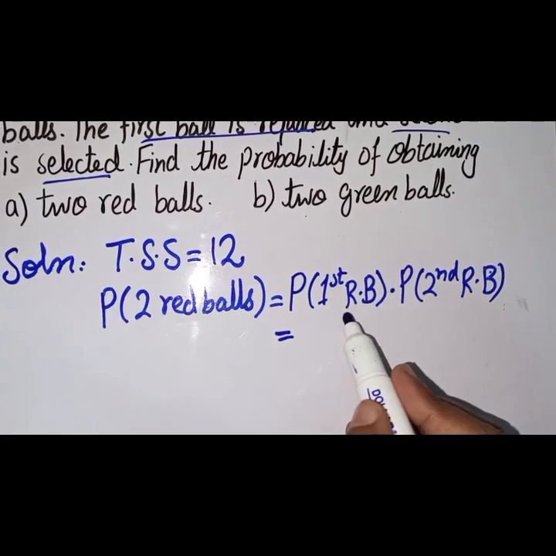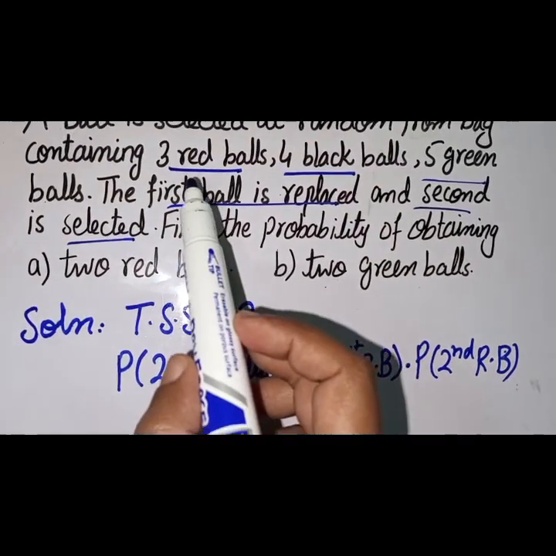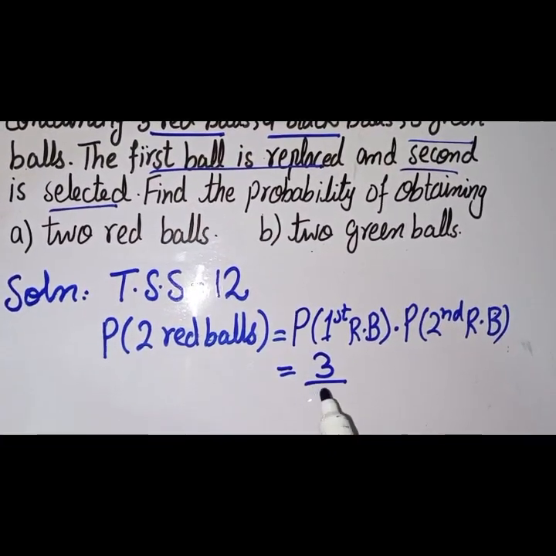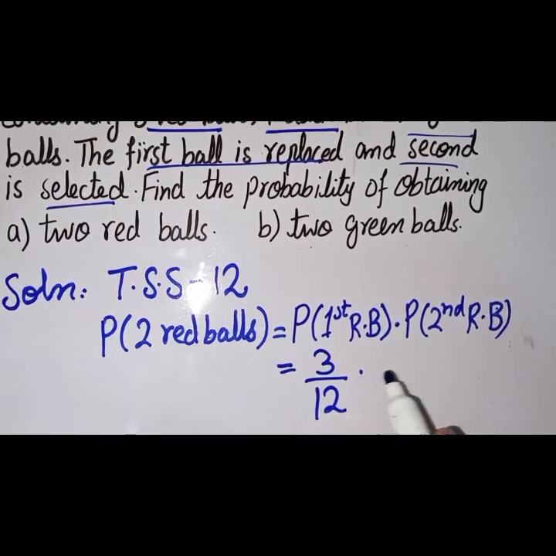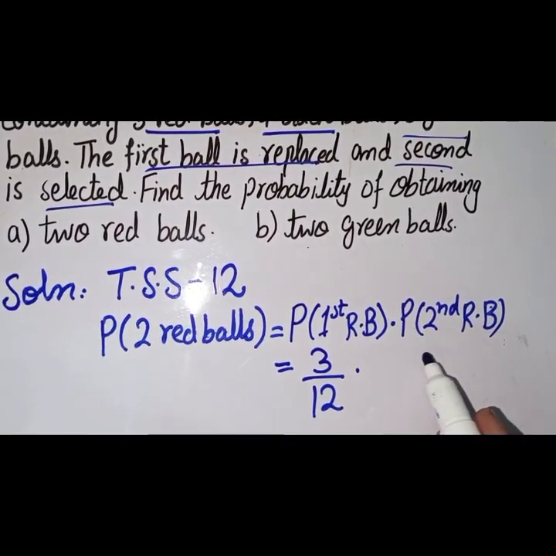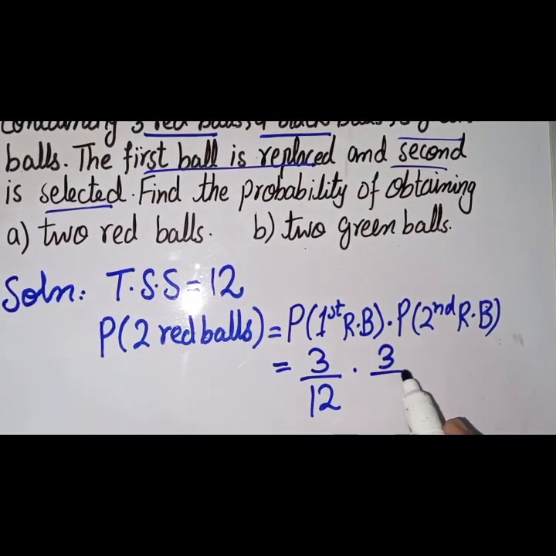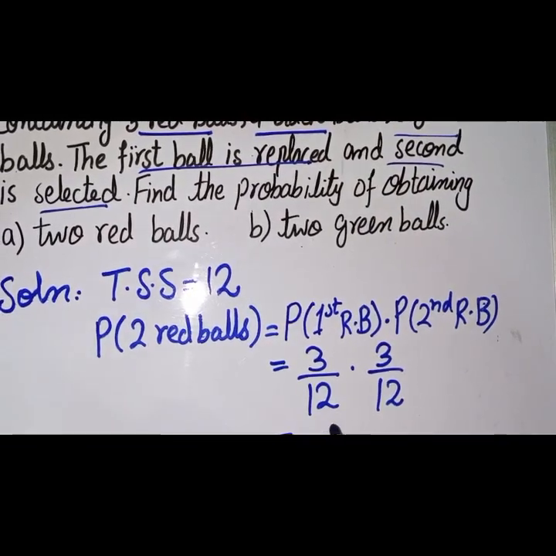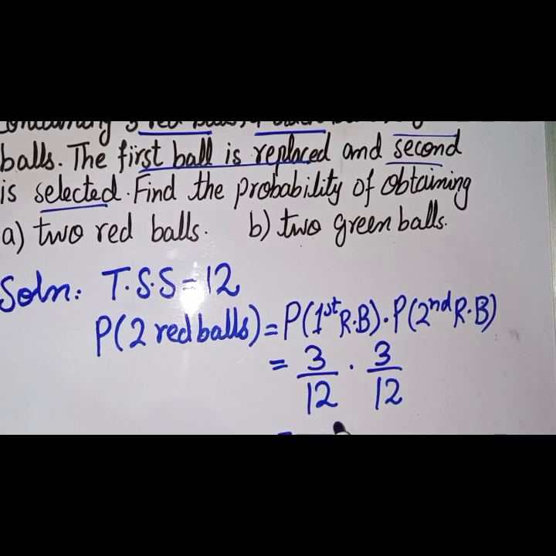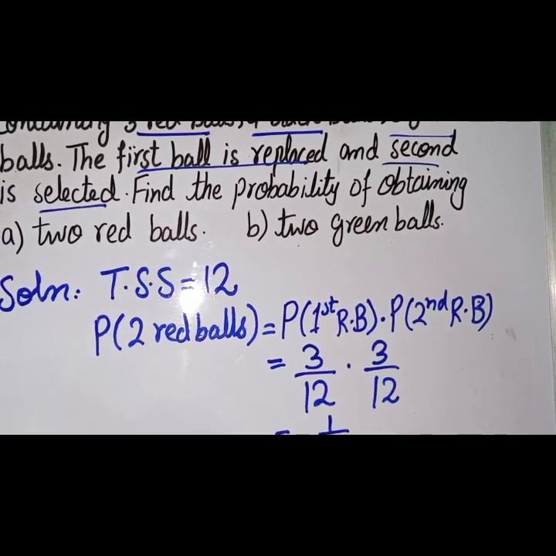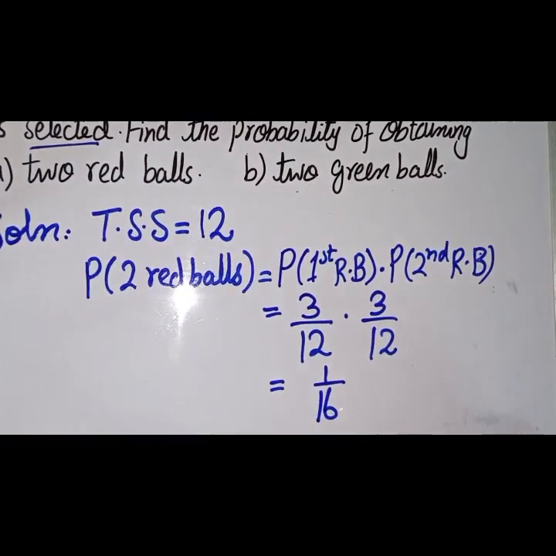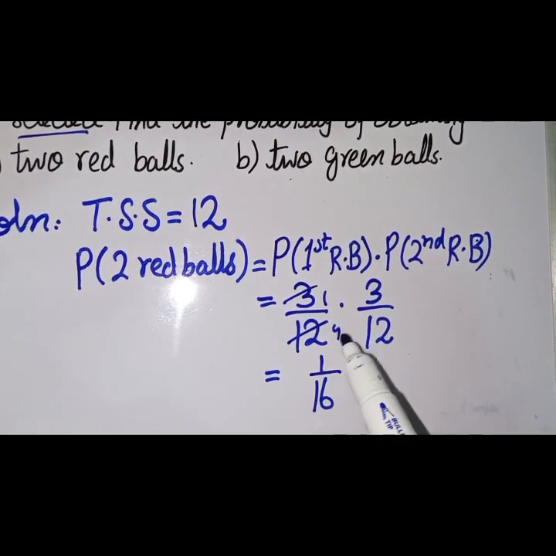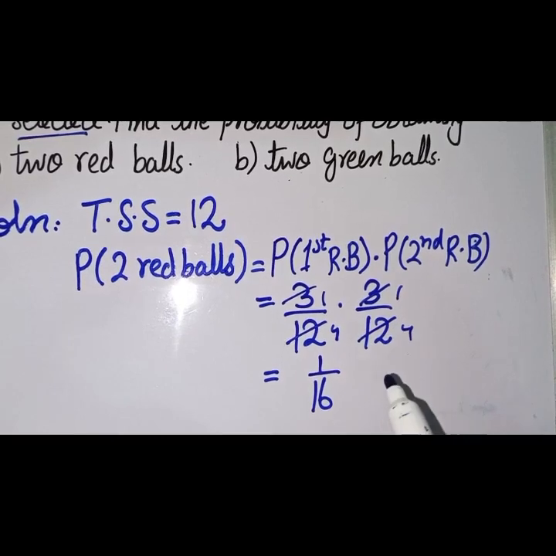The probability of the first red ball: how many red balls were there? 3. Total number of balls was 12. So 3 by 12. Similarly, the probability of the second red ball is also 3 by 12. So we get here 1 by 4 times 1 by 4, which is 1 by 16 after simplification.